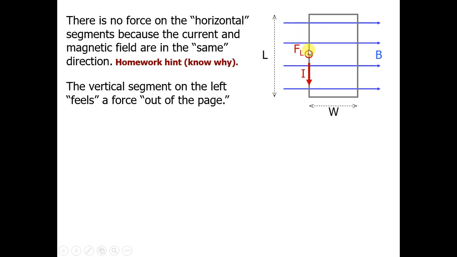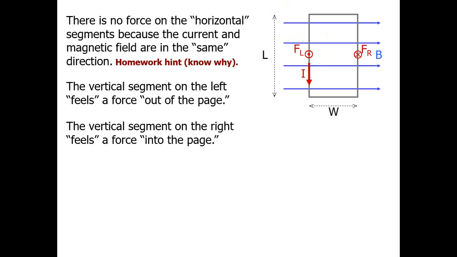See, the left side feels a force out of the page. It means the magnetic field is in this direction and the current is in this direction. Due to the right-hand thumb rule, the fingers show the circular motion and the thumb shows the current, which gives the direction of the force. So out of the page, we have drawn the dot.